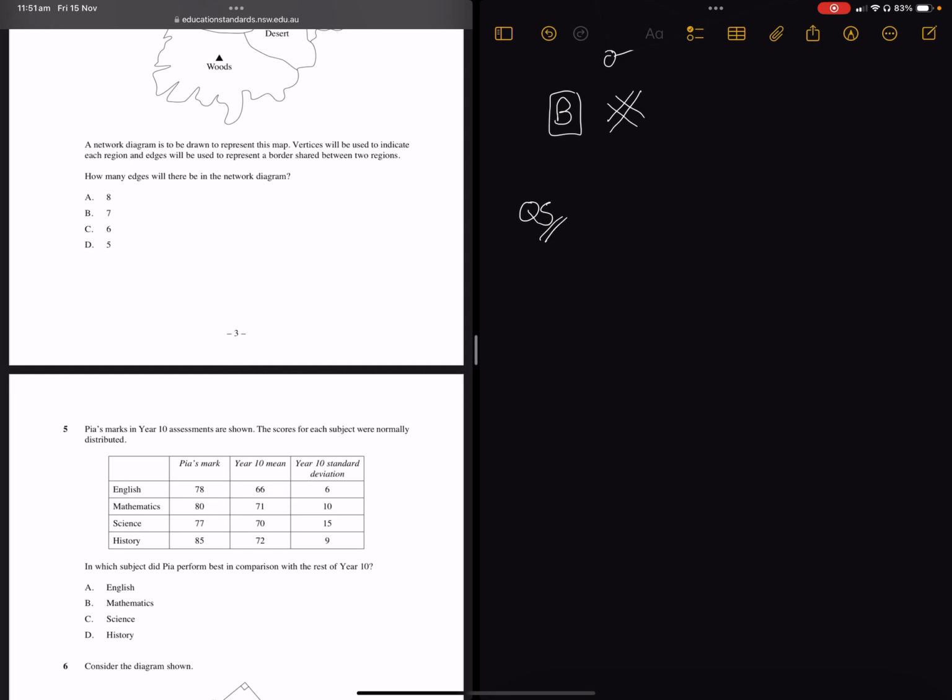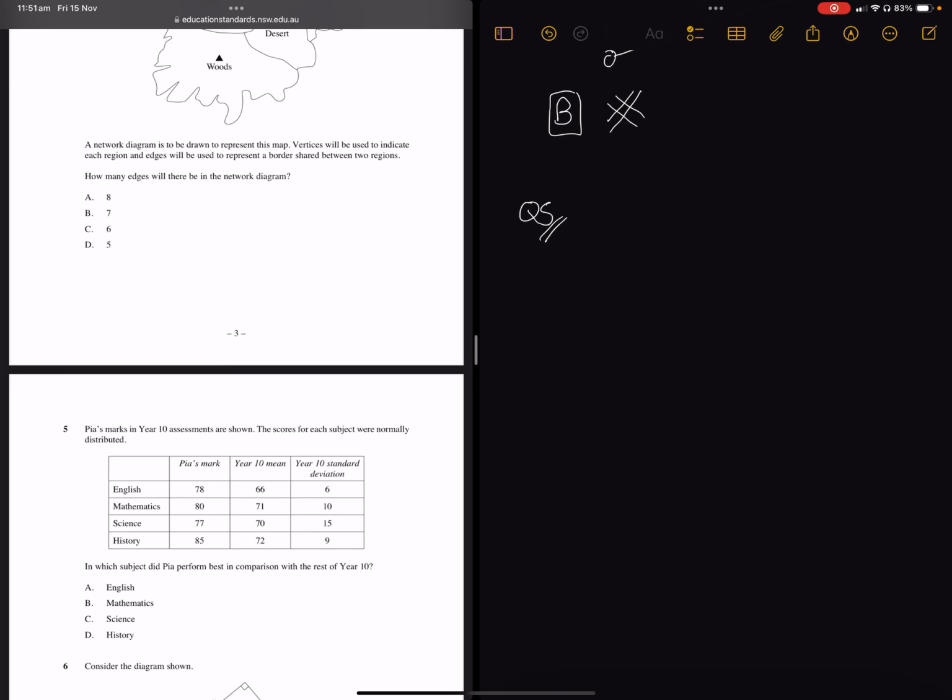Now the last question we'll do in this set is question 5. For question 5, we're told Pia's marks in Year 10 assessments are shown. The scores for each subject were normally distributed. In which subject did Pia perform best in comparison with the rest of Year 10? So we want to find how many standard deviations up or down Pia is in each subject. The one in which she is the highest, the one in which she is the most up, so the biggest number of standard deviations up, that's the best performance relative to the cohort.